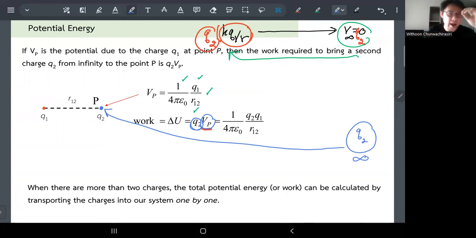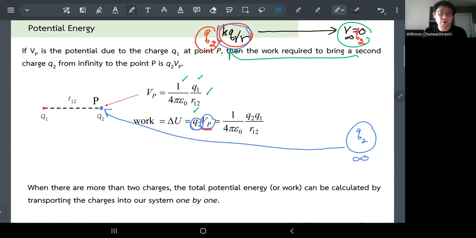But the idea is kind of weird in the sense that if you want to use KQ over R, your reference is so far away, right? But if you use MGH, which is the one that you're doing on the surface of the earth, your reference is pretty much on the floor and you bring it up 1 meter. So your reference is just nearby. But if you want to use KQ over R, your reference is just super far away, that's all. But it works, it's fine. In reality, you have to do that anyway, right?